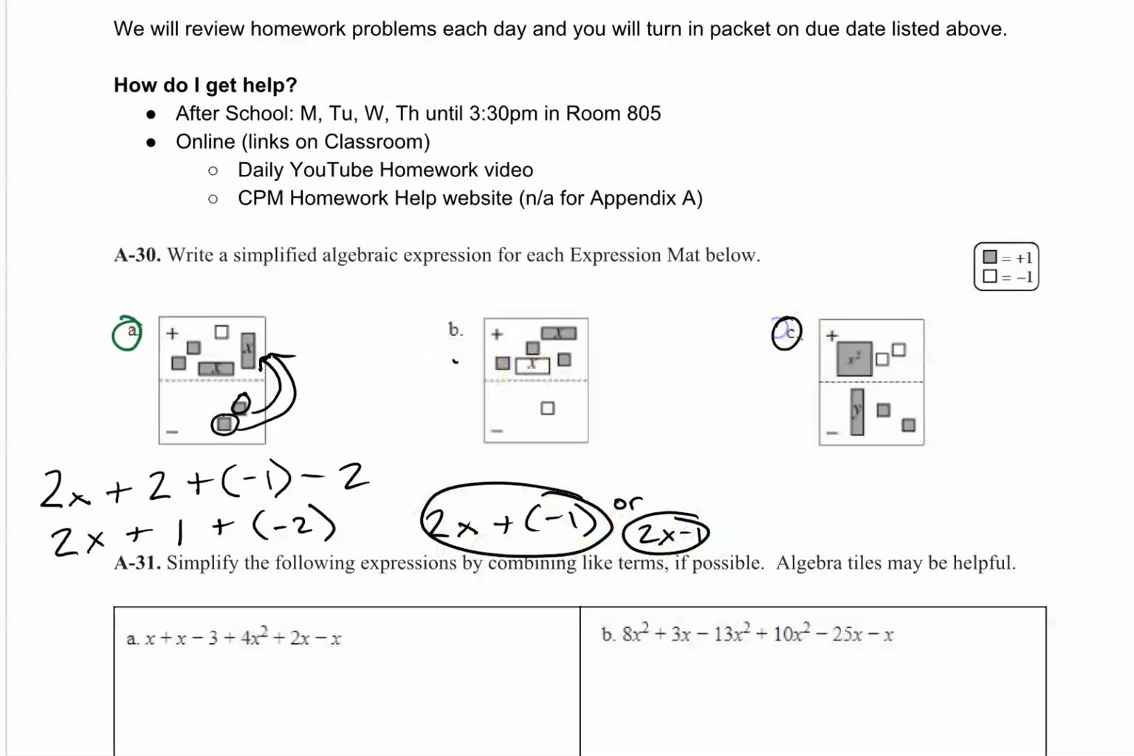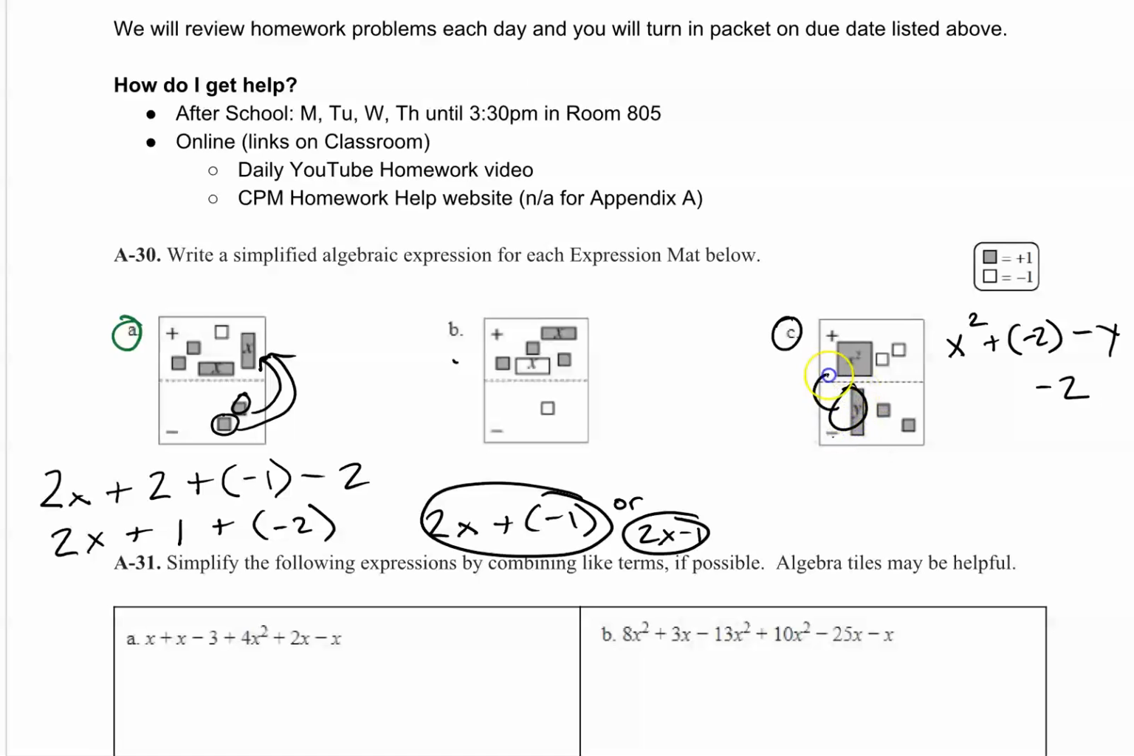I'll do C. C, we've got an x squared tile, just one of them. That's in the positive region. Plus, we've got -2. Those are white. White is negative. -2 unit tiles in that region. Then we're going to subtract a y tile, and we're going to subtract 2 unit tiles.